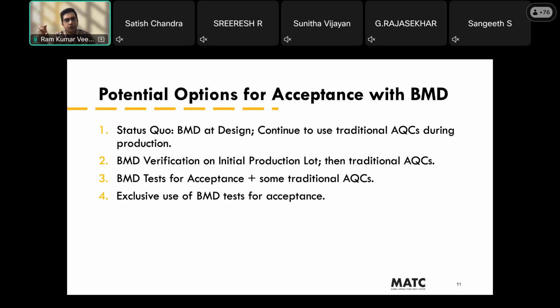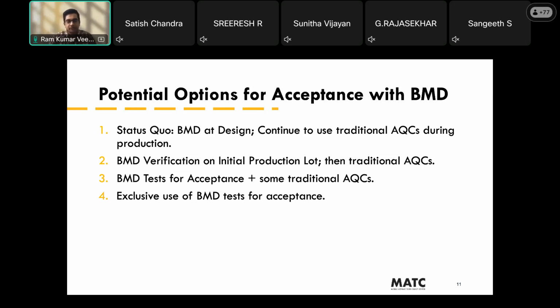The second option involves verifying BMD on the initial production lot and then reverting back to the traditional acceptance quality controls. So this ensures the initial compliance with this balanced mix design testing before the regular production quality controls that you typically perform. The third option combines both the balanced mix design for acceptance with some traditional acceptance quality controls. So this hybrid approach leverages the strengths of both methods.